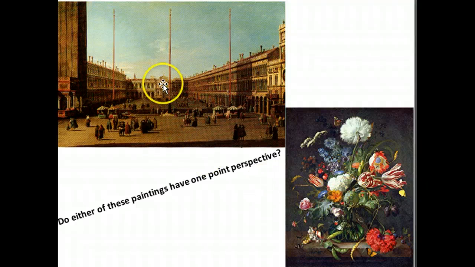This painting here, there are definitely orthogonal lines in the architectural details, right? Just lining it up with your eye, just looking at it, you can see that the lines of these buildings are leading into this vanishing point area. So yes, there are orthogonal lines. There is a vanishing point and there is a horizon line right through here. So this one is definitely one-point perspective.